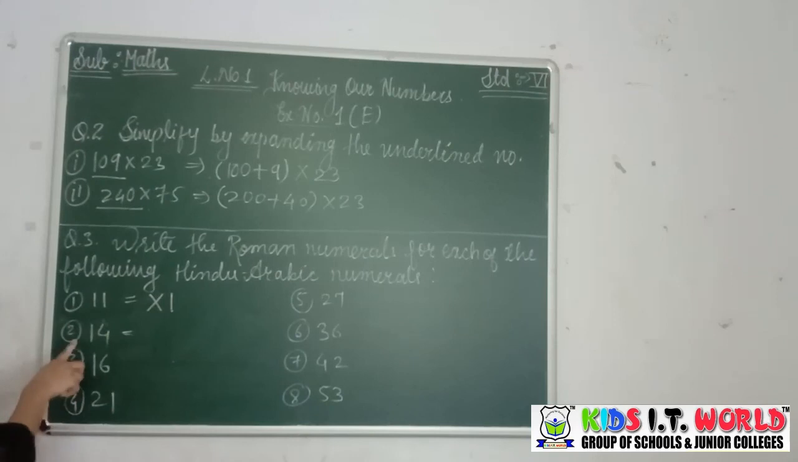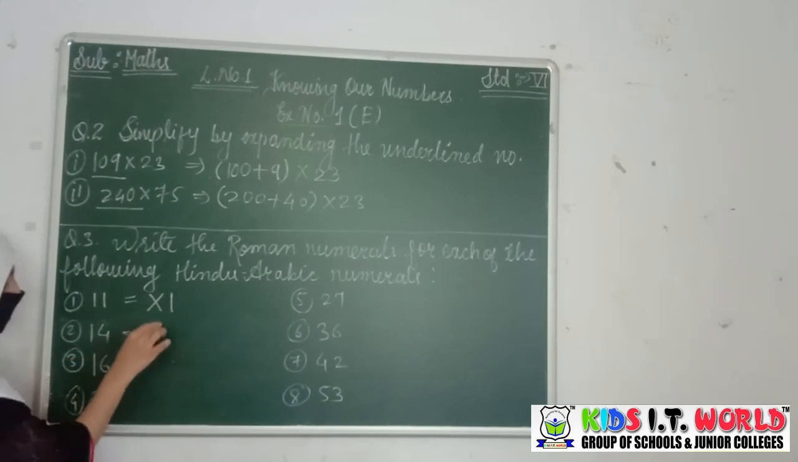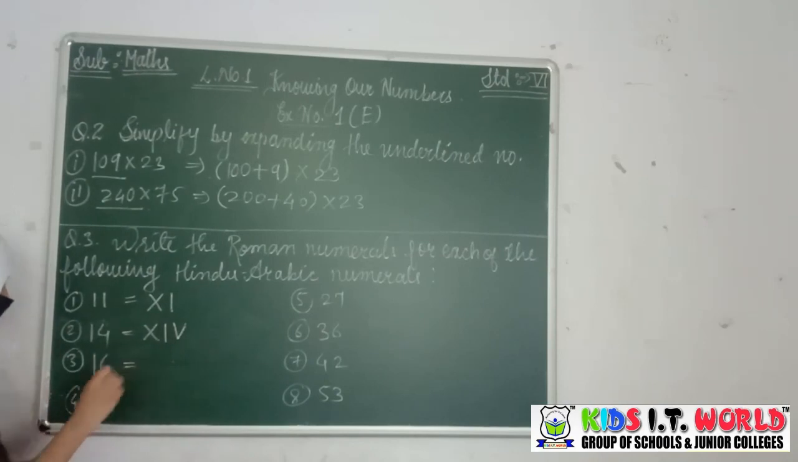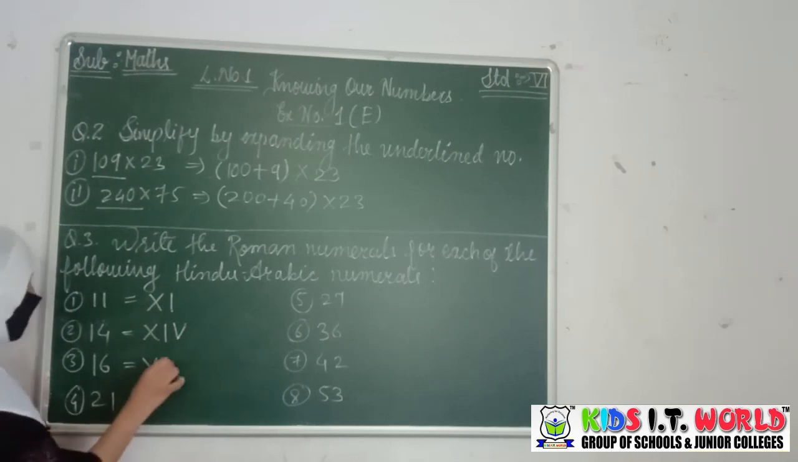So it is 11. Next, 14. First of all, we will write 10. Now what is remaining? 4. In this way, you will write 4. So it is 10 plus 4, 14. Next, 16. For 16, we will write 10 first. Then 5, it is 15. And this is 16 now.